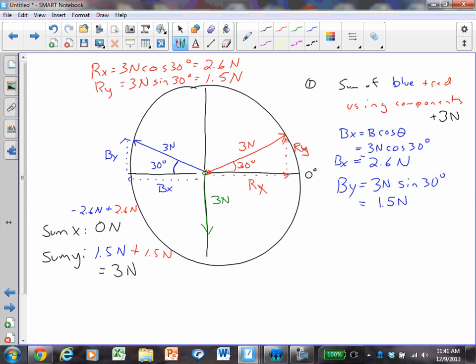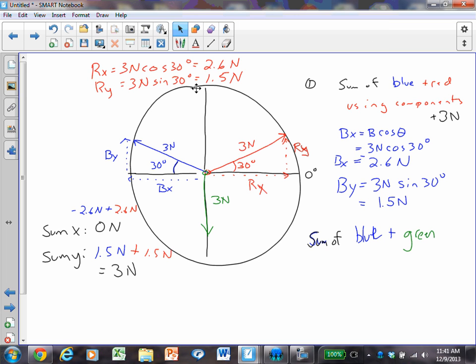Well, let's find the sum of blue plus green. Well, we already have the blue components, Bx and By. The green components, Gx and Gy, for lack of better symbols, would be 0, and Gy would be minus 3 newtons.